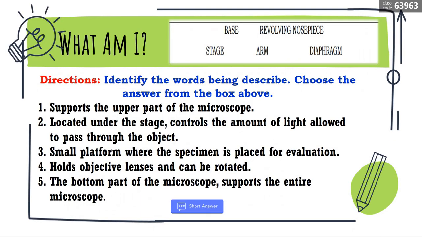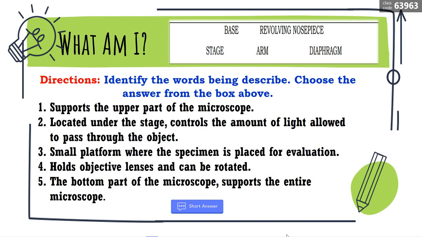Let's proceed with this next. Okay. So, direction. Identify the words being described. Choose the answer from the box above. Okay. Supports the upper part of the microscope. That's number one. Number two, located under the stage. Controls the amount of light allowed to pass through the object.